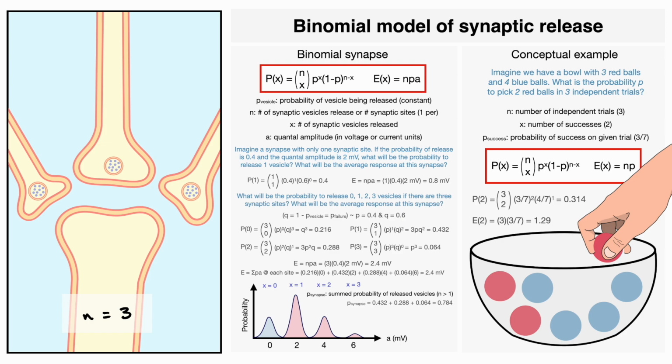We can relate p-synapse with p-vesicle in this relation. To make sure you understand what is going on, I suggest you try and derive this relation. All the necessary information to do so is shown here. Alright, now that we understand this binomial model, let's begin our discussion on plasticity.